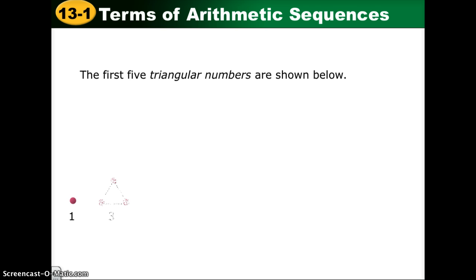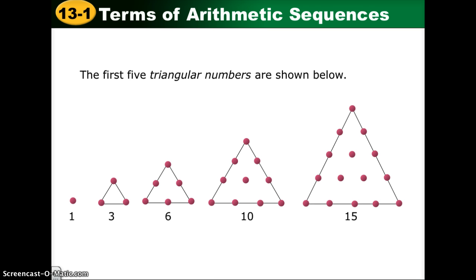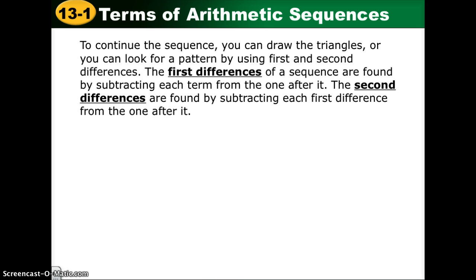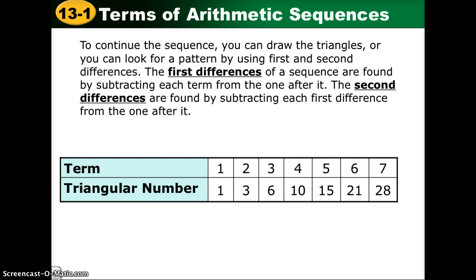Here are triangular numbers, starting with 1, 3, 6, 10, 15. These are triangular numbers because you can have that many dots and form a triangle. Each time we're just adding one additional one to the next row. To continue the sequence, you can draw the triangles or look for a pattern by using first and second differences. The first differences of a sequence are found by subtracting each term from the one after it. Second differences are found by subtracting the first difference from the one after it.